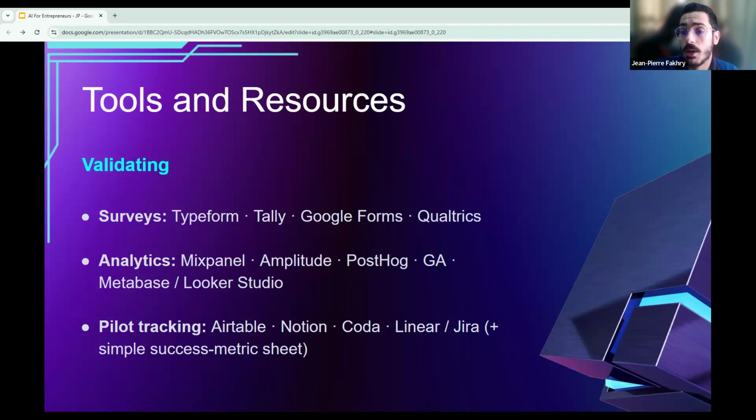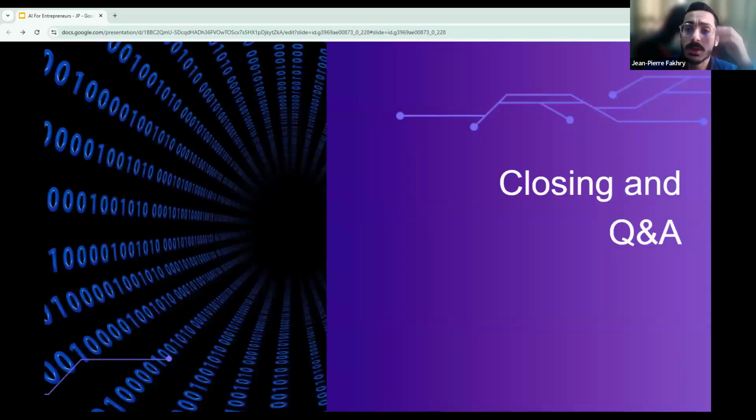All right. Yeah. So basically that's it, guys. These are the tools. Now I'm going to leave it for any questions, and feel free to go ahead and ask away.